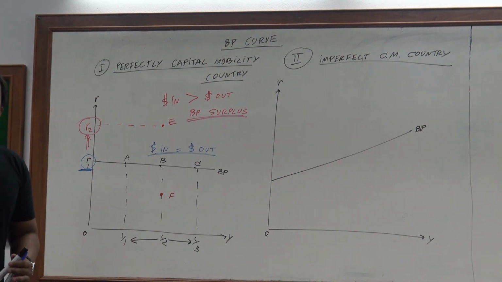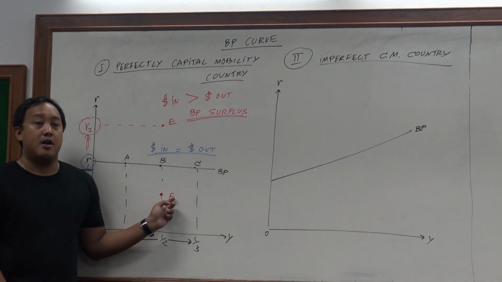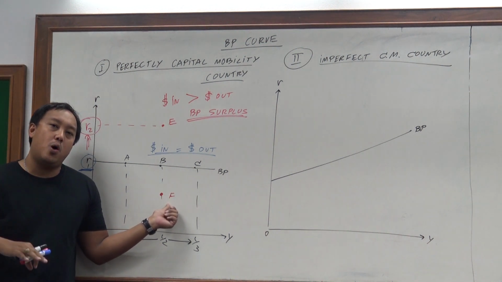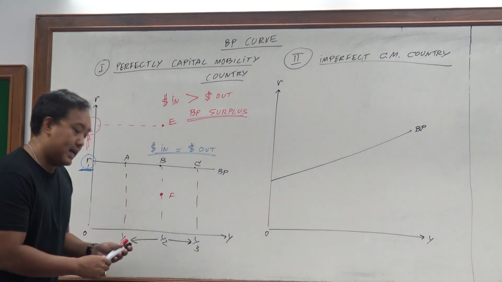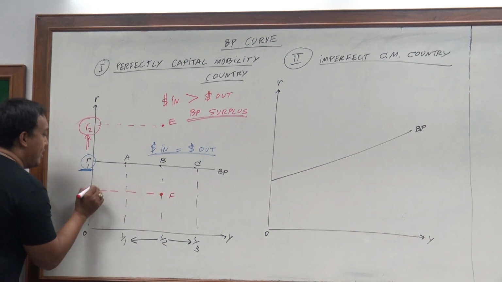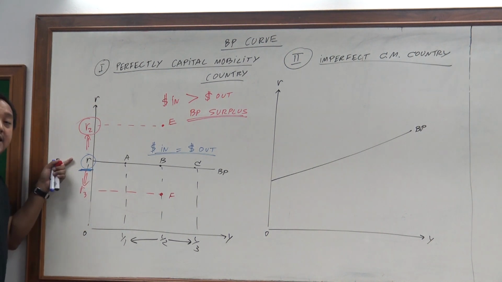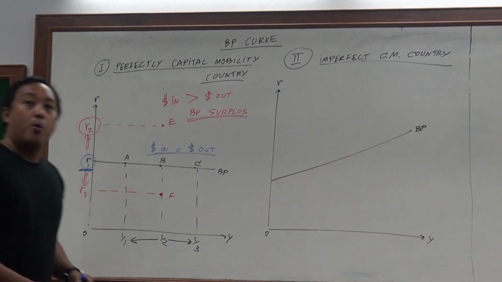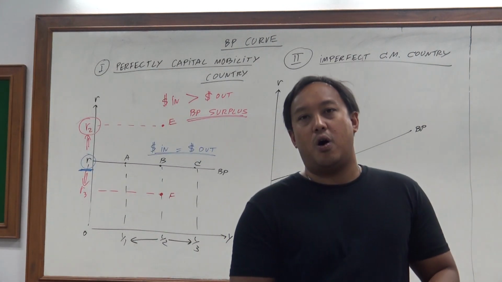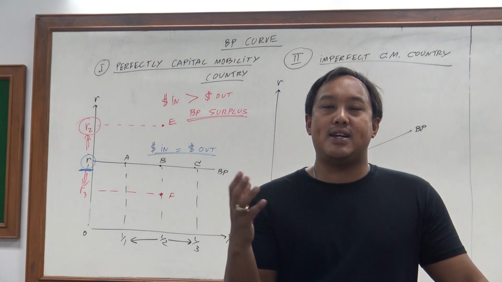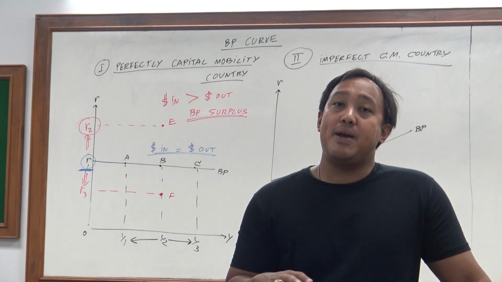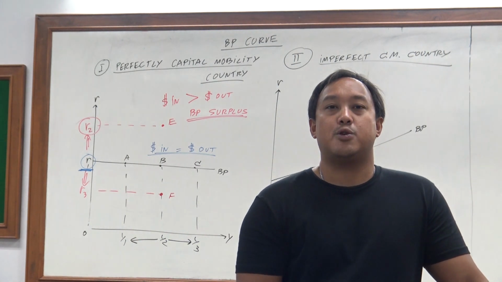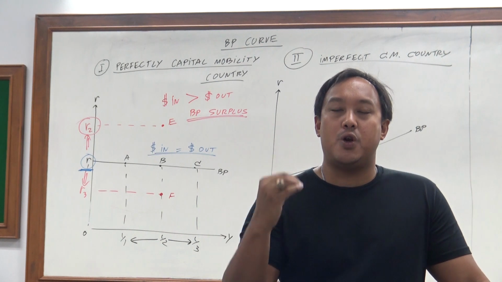On the other hand, point F. Any point located below the BP curve means that the real interest rate is too low. You see R1 going down to R3. What does it mean when the real interest rate is too low? If you have money in our country, you're going to get a very low return.